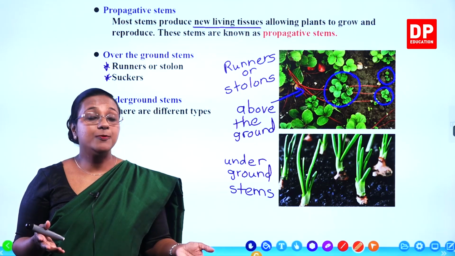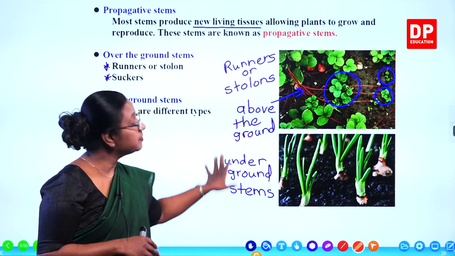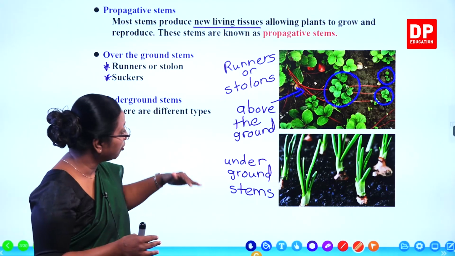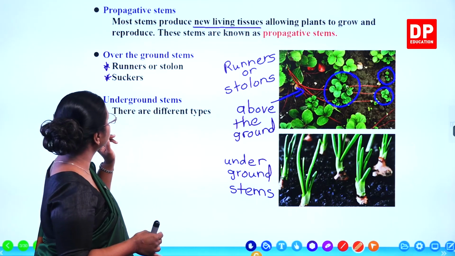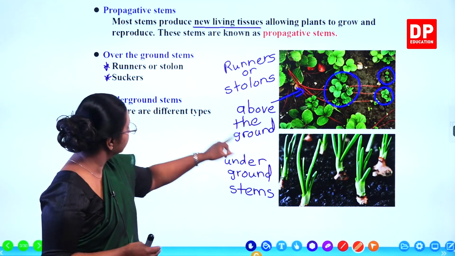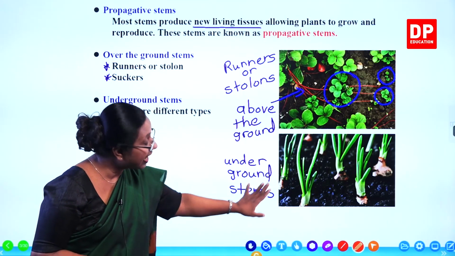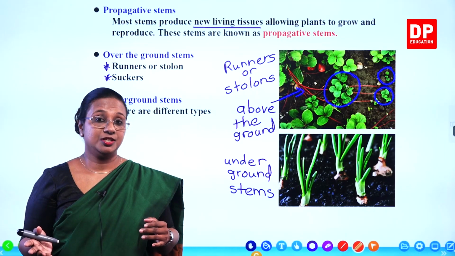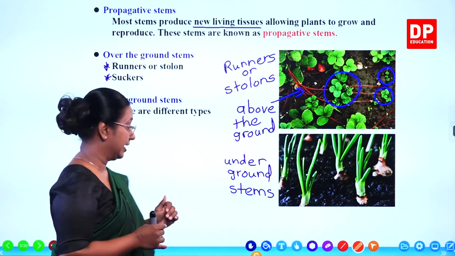Propagation, producing new plants. But to do that, there are different types of stems that are adapted in different ways. If they are over the ground or above the ground, we can call them runners or stolons, or another type, the suckers. And there are underground stems that can carry out reproduction. So now we will discuss them in a little bit more detail.